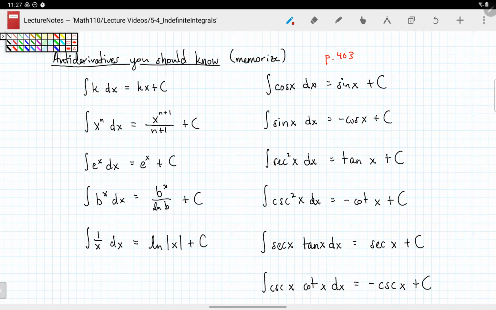And all of these are basically the reverse of derivative formulas from chapter 3. Okay, so knowing what a derivative of a function is tells you something about antiderivatives. Okay, a little bit.